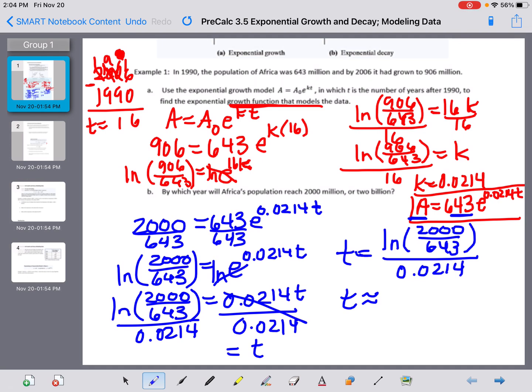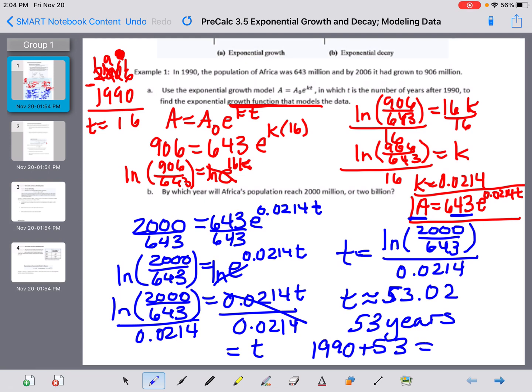Divide by 0.0214, and I get about 53.02. Okay, it says how many years. I'm going to say just 53 years, right? It says by which year? So remember, that was since 1990. So if I take 1990 and I add my 53 years, I get about 2,043. So we have about 23 years to wait to see if these numbers are anywhere close, right? All right.